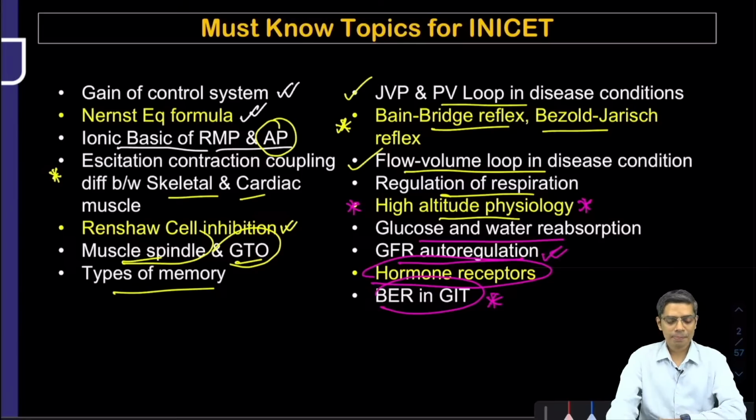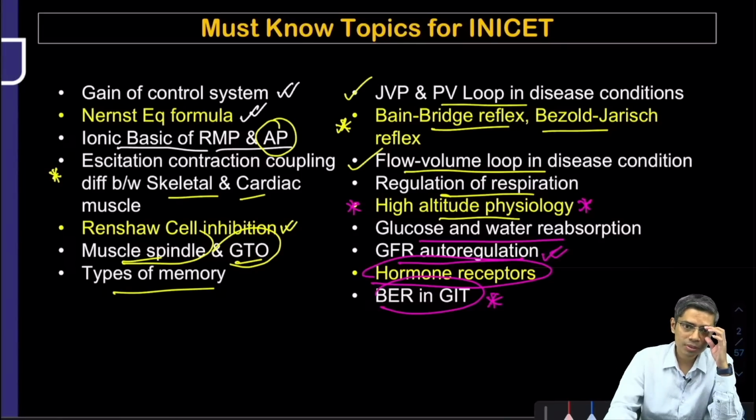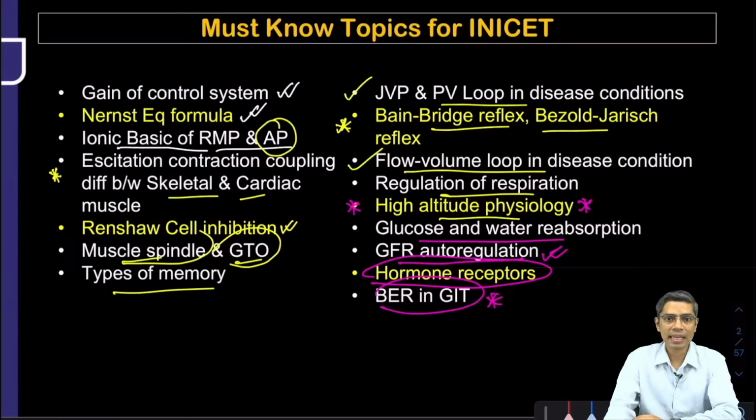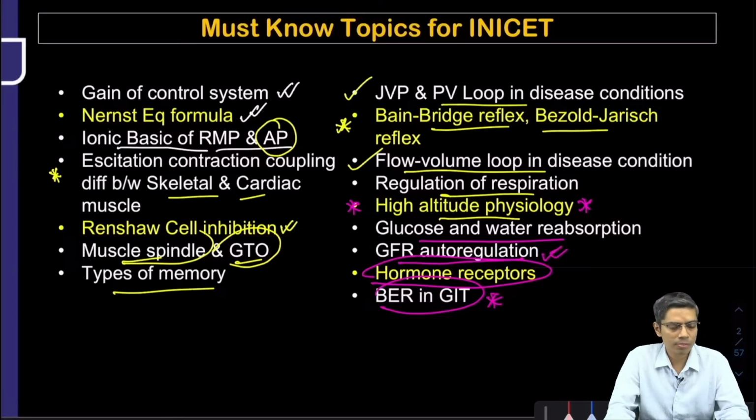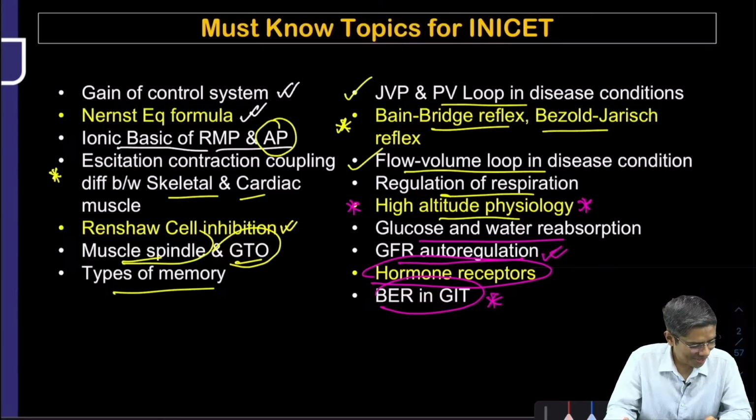Gain of the control system, okay. In this session I am not going to discuss it in detail, but gain is correction upon error. That is a formula known as the gain of the control system, okay. So if a system is fully 100% foolproof, then error is 0, then gain is infinity. This kind of question has been asked in INI-CET, and the example of infinity gain is the kidney, okay. But you have to read a little bit about gain, because other problems have also been given from gain of the control system, okay.